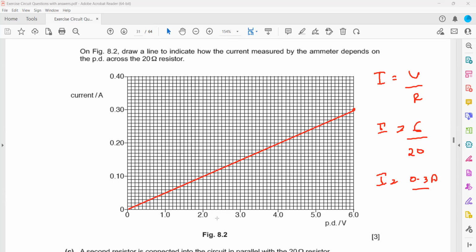This is a straight line which is passing through the origin. It's with a constant gradient. And this is Ohm's law. It states that if you increase the voltage, the current will also increase. Voltage and current are directly proportional to each other, or the ratio between voltage and current remains constant.